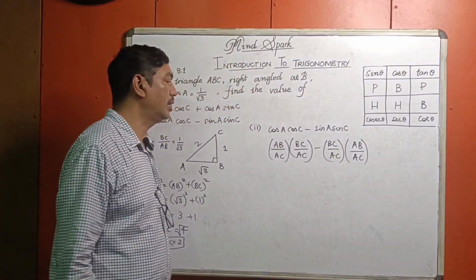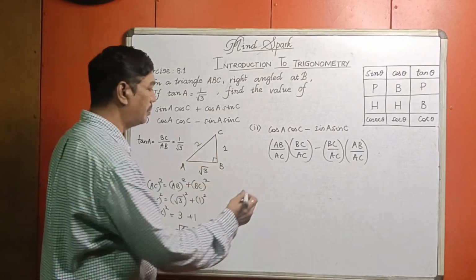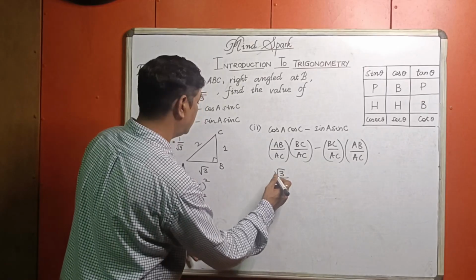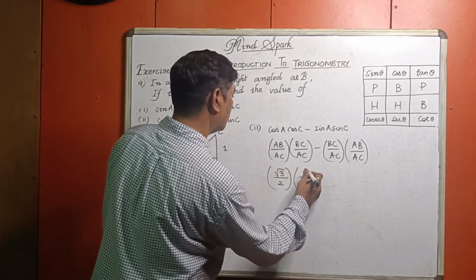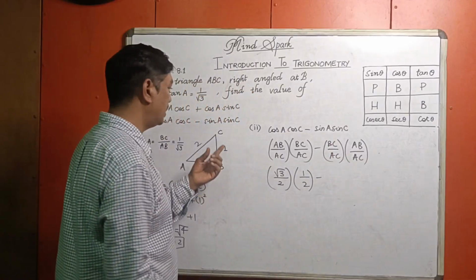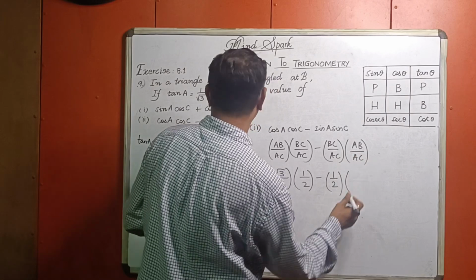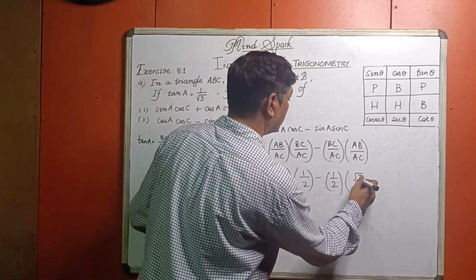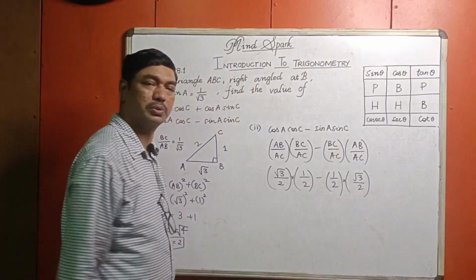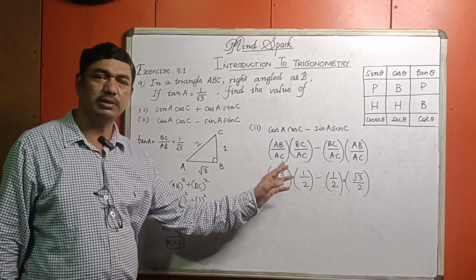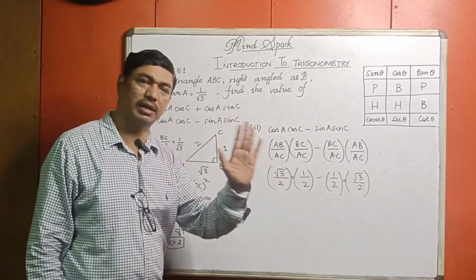Okay, AB by hypotenuse. So in place of AB you replace, just see the triangle and replace. Then you will get root 3 by, AC is how much? 2, and BC is 1 by 2, minus, what is BC here? BC is 1 by 2 and AB is root 3 by 2. Clear? So here nothing is there means you should consider it as into. Okay, so when you multiply, what happens? The numerator should be multiplied with the numerator, denominator with the denominator directly, nothing else.